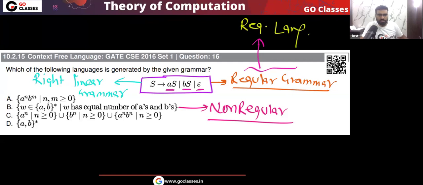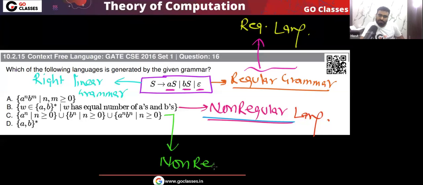So definitely option B is not the answer, because option B is a non-regular language. Actually, if you notice, option C is also a non-regular language. Yes or no? Look at option C, that is a star or b star or a power n, b power n. So if you look at option C, that is also a non-regular language.